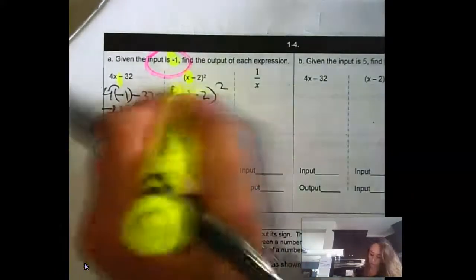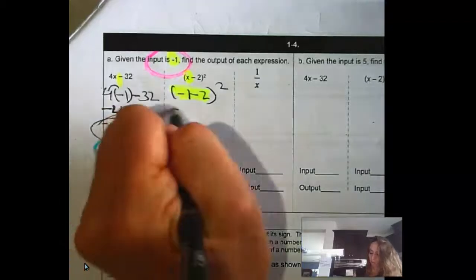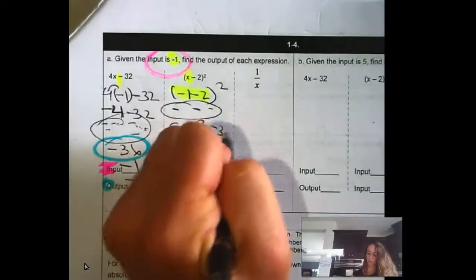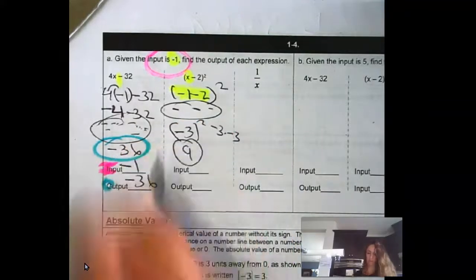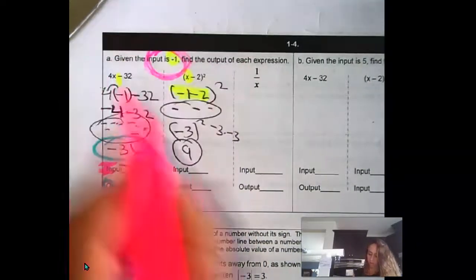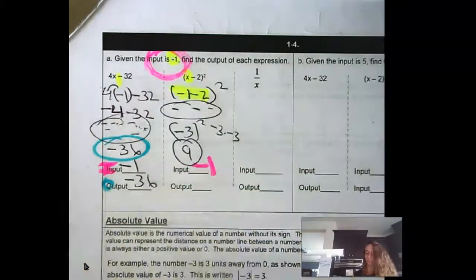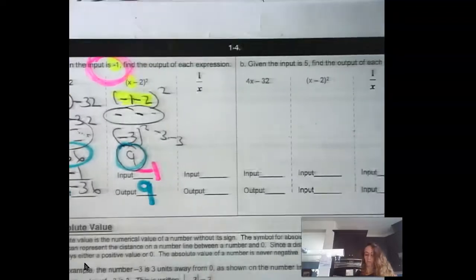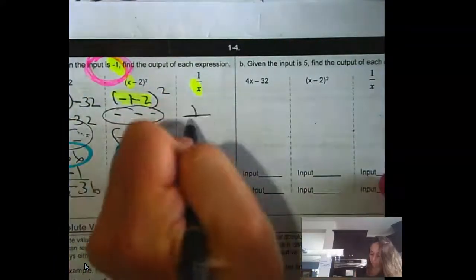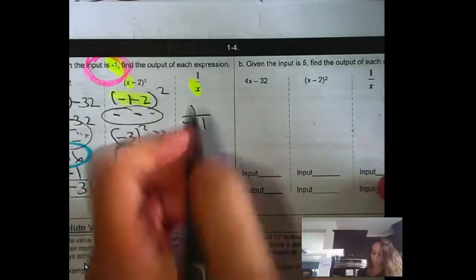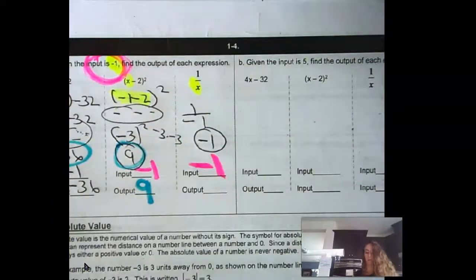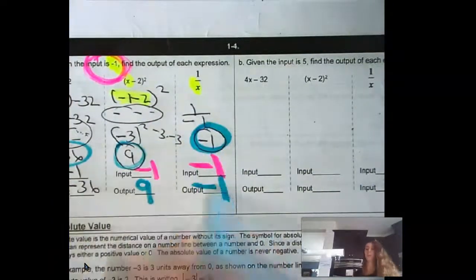First thing you do is what's in here. Negative 1 minus 2, boom, negative 3 squared. Negative 3 times negative 3, 9. So, input, negative 1. Output, 9. Let's do the next one. Input, negative 1. 1 divided by negative 1. So that's negative 1. What is my input? Negative 1. This time, what is my output? Oh, negative 1.